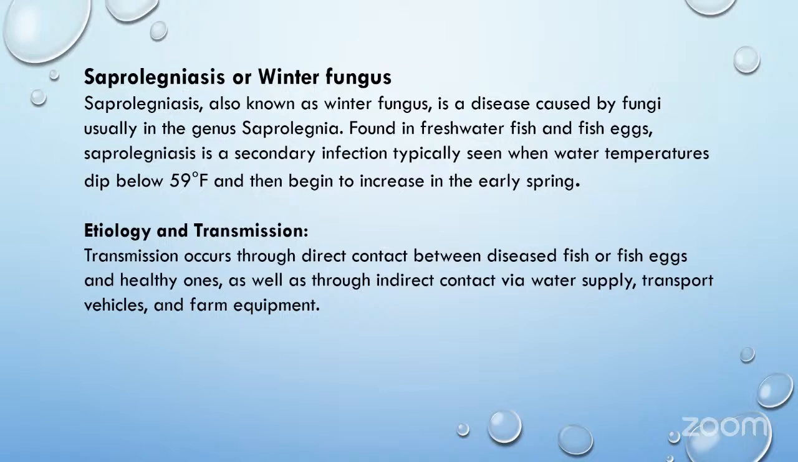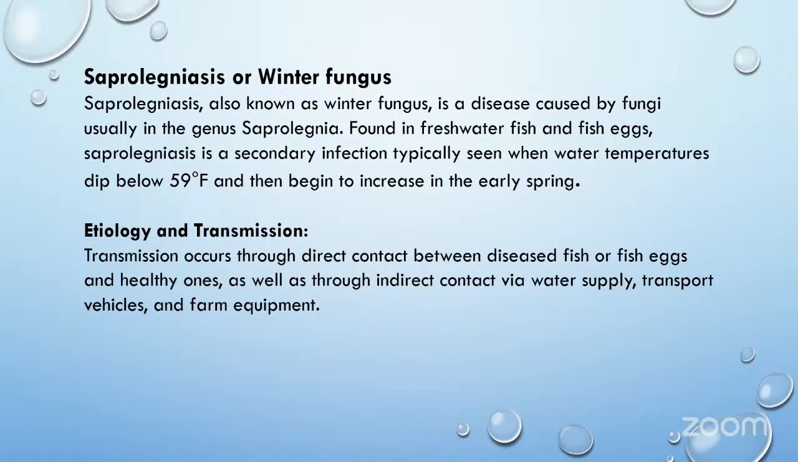Now, under these fungal diseases, the first one is saprolegniasis or winter fungus. This saprolegniasis is also known as winter fungus. It's a disease caused by fungi, usually in the genus Saprolegnia. It is found in freshwater fish, fish eggs, and this is a secondary infection typically seen when water temperatures dip below 59 degrees Fahrenheit and then begin to increase in the early spring.